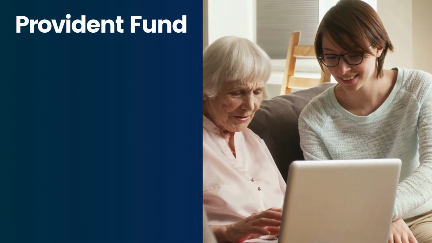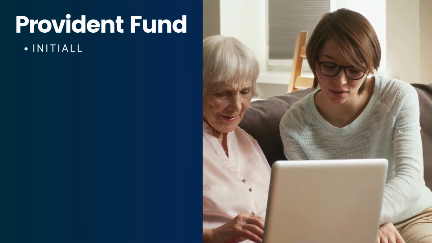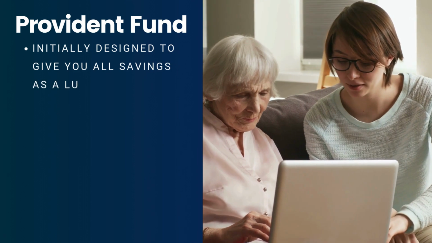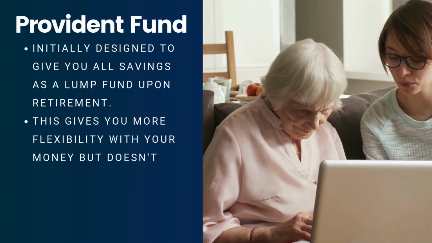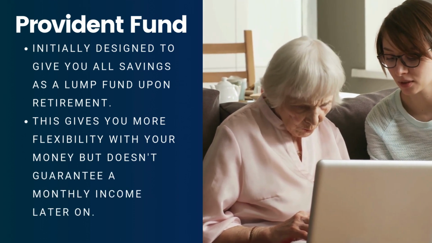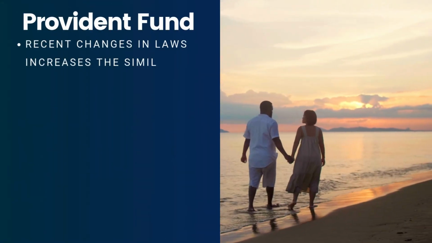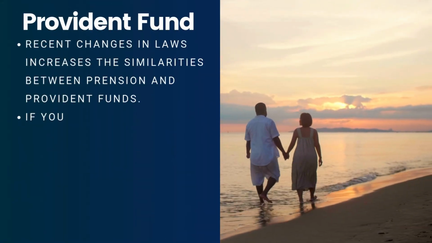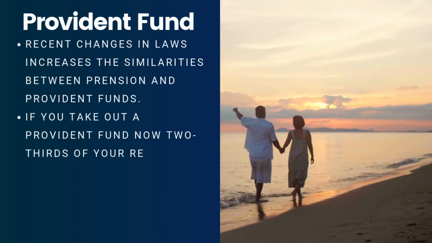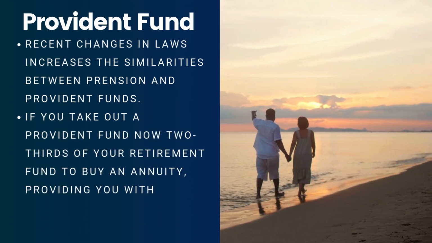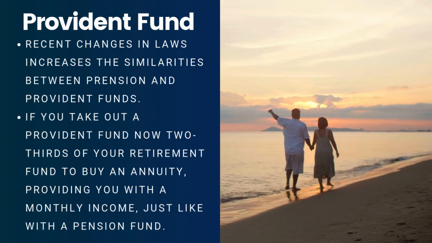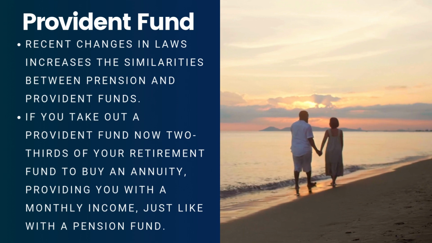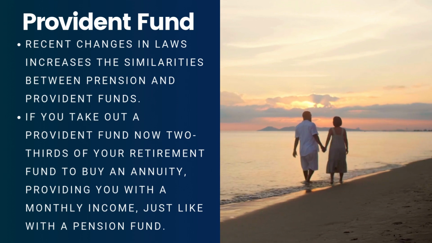Provident funds, on the other hand, were initially designed to give you all your savings as a lump sum when you retire. This gives you more flexibility with your money, but doesn't guarantee a monthly income later on. However, recent changes in the law are making provident funds more like pension funds. In the future, if you're part of a provident fund, you'll also need to use 2/3 of your retirement fund to buy an annuity, providing you with a monthly income, just like with a pension fund.